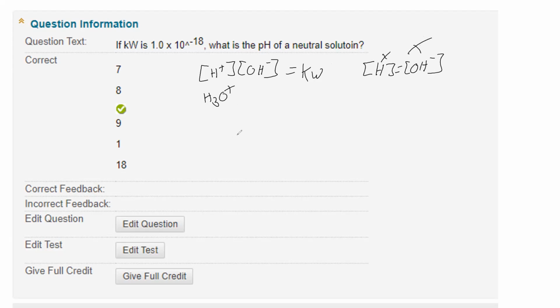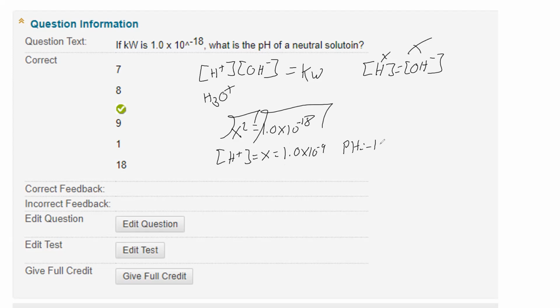So if I plug that in here, I'm saying X squared equals my Kw. My Kw is 1.0 times 10 to the minus 18th. So I solve for X, and my hydrogen concentration is equal to X, which is equal to 1.0 times 10 to the minus 9th. The pH is minus log hydrogen concentration, which if you do that, it's 9.